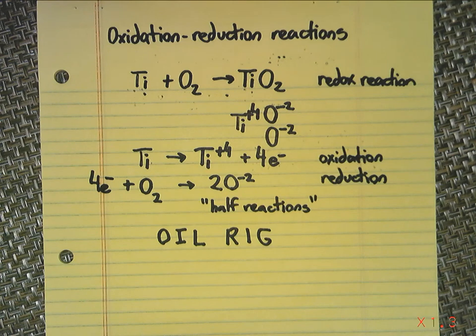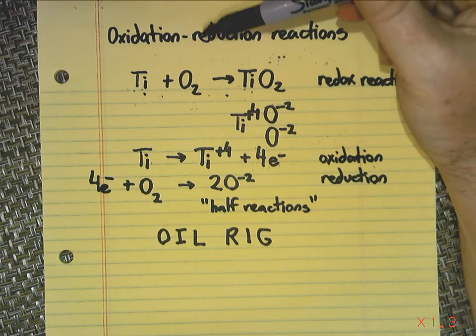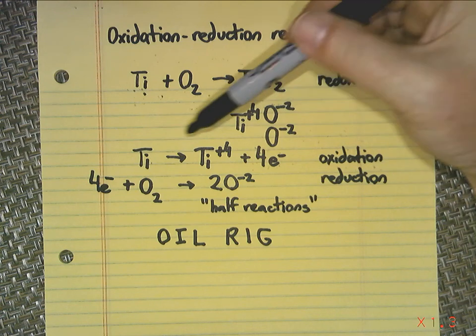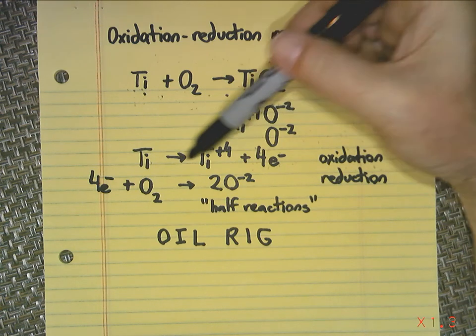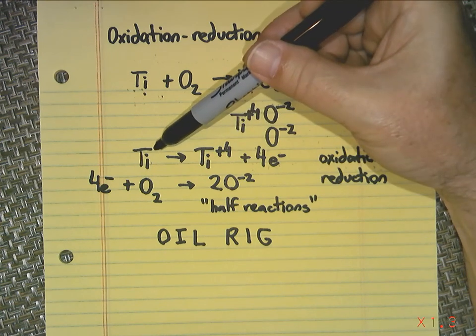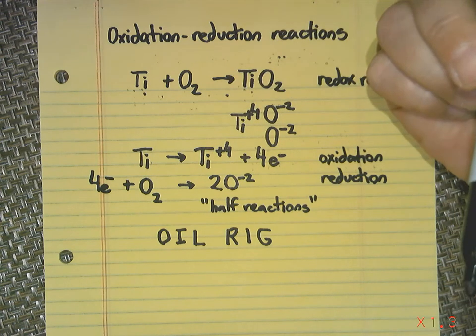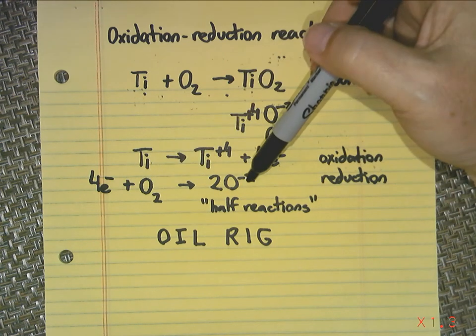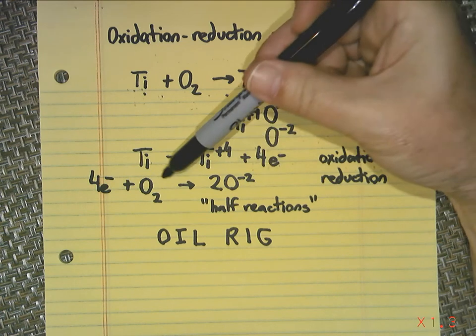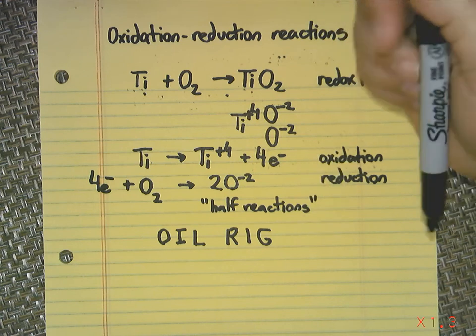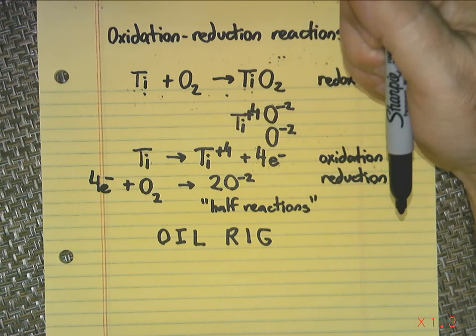I'll be asking you, what gets oxidized? What gets reduced? If I asked you, in this reaction, what is being oxidized? Translate that question into, what has a charge that is increasing? Okay, this is increasing. It's going from 0 to +4. So this titanium is getting oxidized. And then if I asked you, what is being reduced in this reaction? If you look at the charge on the oxygen and it goes down to -2, that means the oxygen is being reduced.